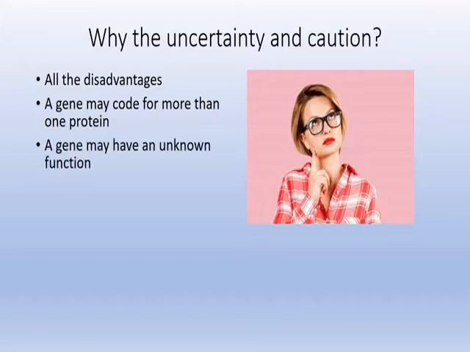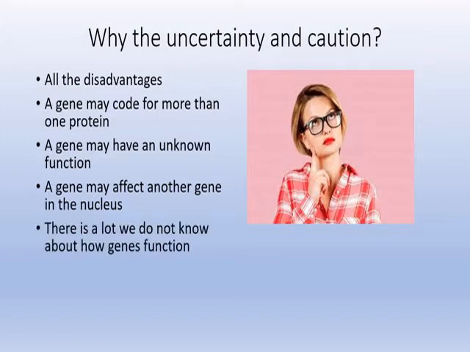A gene may have an unknown function. We know that some genes help to code for proteins. We know that other genes help to switch genes on and off and have other functions. So you might put a gene into your plant, into your food crop, and it might have another function which can lead to something we don't want. A gene may affect another gene in the nucleus, switch it off or switch it on. So we don't know all these connections yet. And that's a problem. We do not know about how genes function. They're still learning about it. There's so much information we don't have.